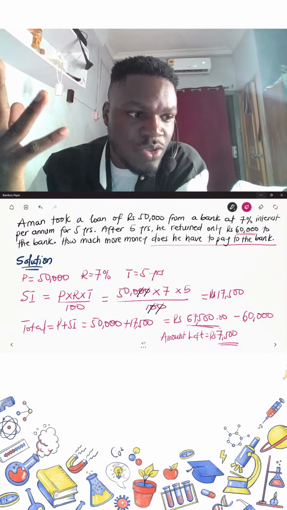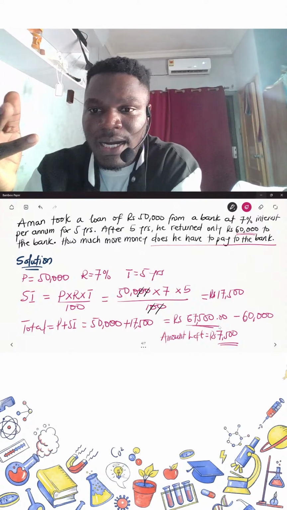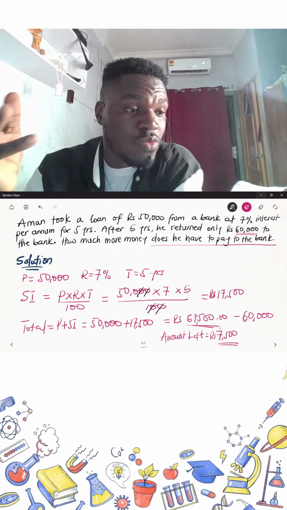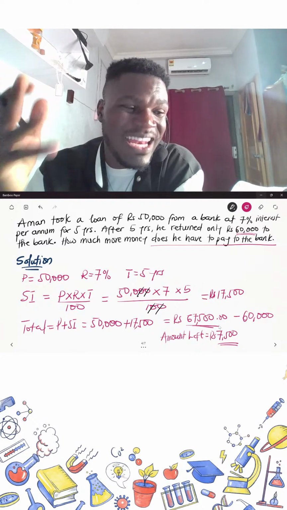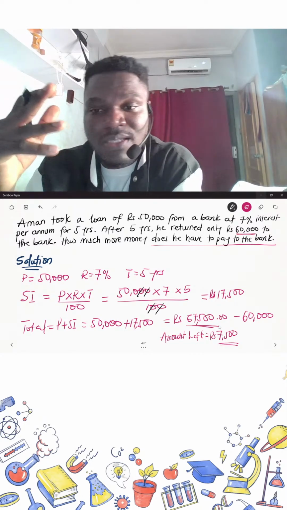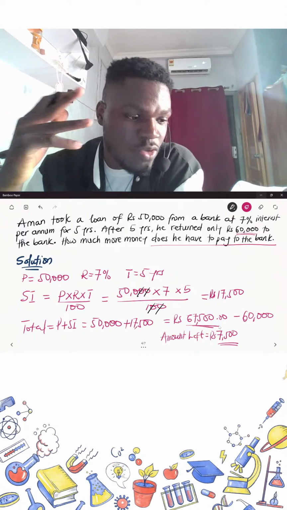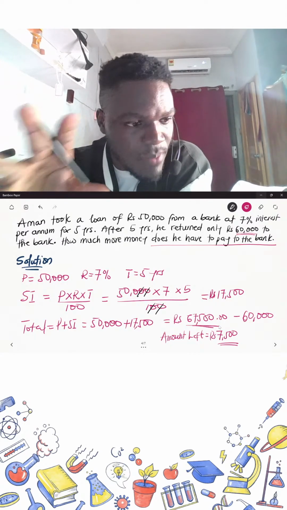He has done his due diligence to pay part of it, but he has only paid 10,000 rupees out of the interest of 17,500 that he's supposed to pay. So he has 7,500 rupees as an interest left to pay. Are we okay? All right, so this is the solution to this particular problem.